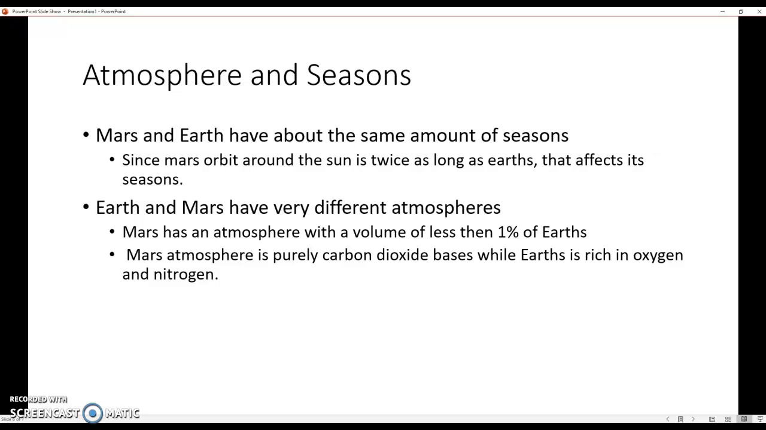Mars's atmosphere is purely carbon dioxide as well, while Earth's is oxygen and nitrogen. So for a human to be on Mars, they would probably have to wear a spacesuit outside all the time because carbon dioxide is very poisonous to humans, as we know.